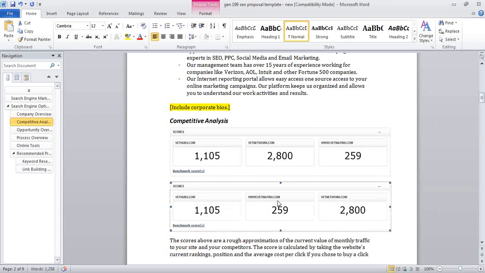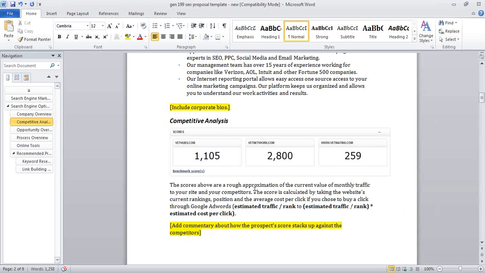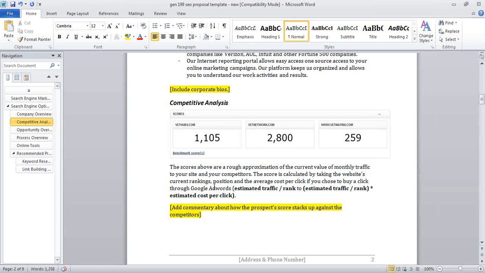So this is both a tutorial on cutting and pasting as well as on SEO proposal writing, but some of this stuff is what I think makes the proposal look nice. So I'm just including a graphic here, and I have the three scores. The next part is text that you can grab right from this proposal, and it talks about how we calculate this score and what it means.